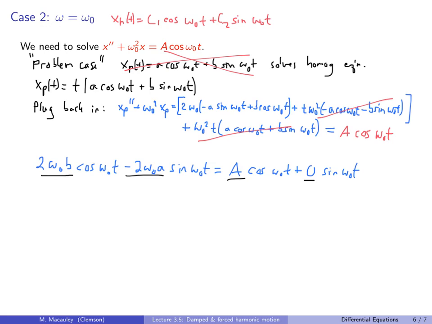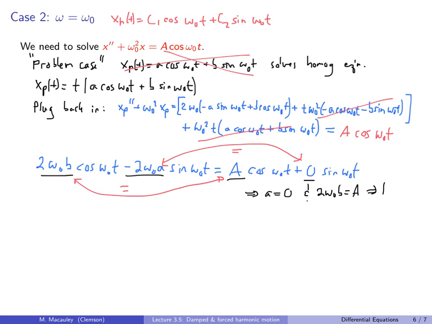So instead of writing the system, I'm just going to equate these things. So this one right here, since this is non-zero, that means a better be equal to 0. And then this one here, we get that 2 omega naught times b equals a. So that means that b equals a over 2 omega naught. So now we have our particular solution.